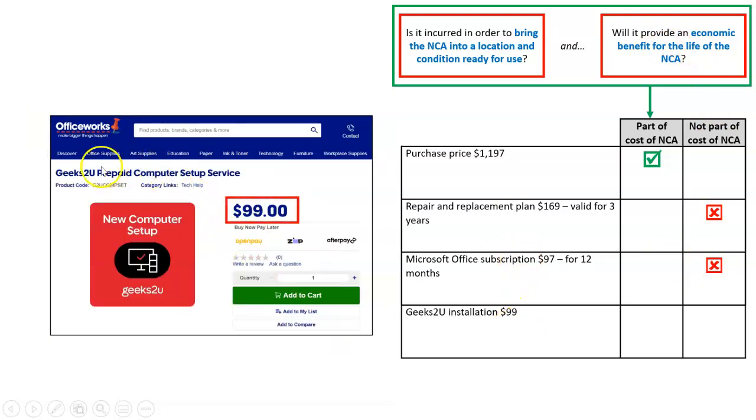And lastly, we've got this Geeks to You prepaid setup. It depends on whether you can set the computer up yourself. Let's say you can't. Well, yeah, there's $99. It's a one-off fee and it lasts for the life of the asset. Once it's installed, it's installed. You never need to pay for it again.